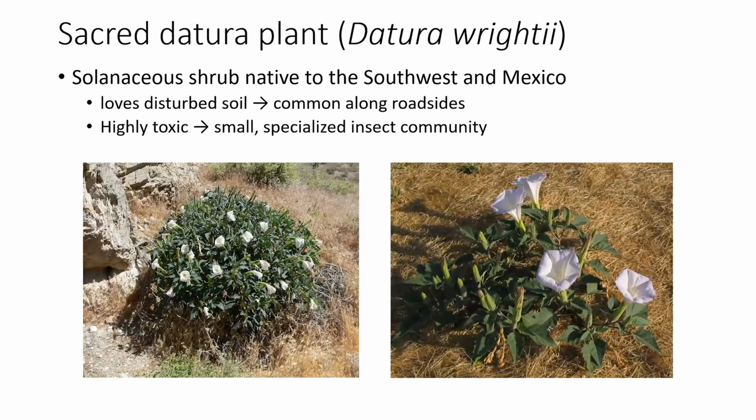The plant that I work with is Datura wrightii, which is a solanaceous shrub native to the American Southwest and northern Mexico. It grows really well in disturbed soil, so it's common along roadsides and in human-disturbed areas. It's also highly toxic, which gives it a relatively small insect community that is highly specialized for the toxins within this plant. And this has given the system a much higher likelihood of coevolution occurring.